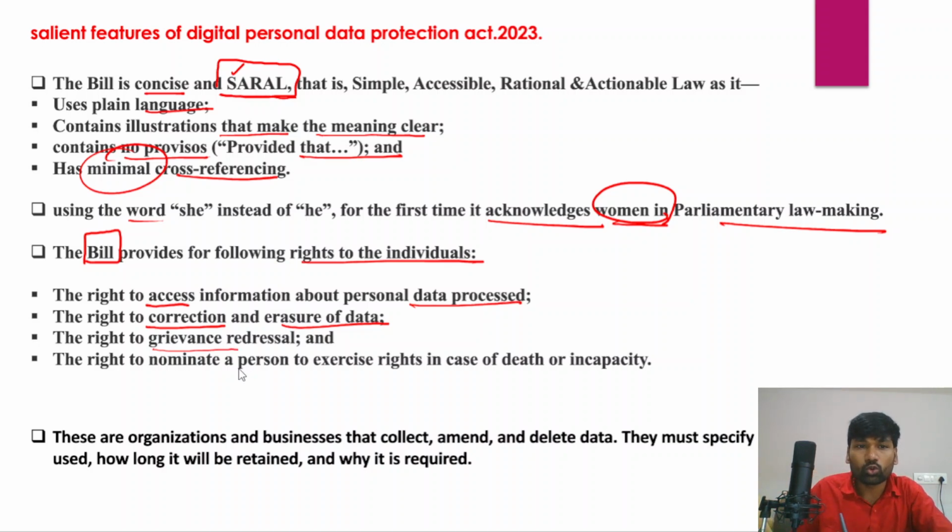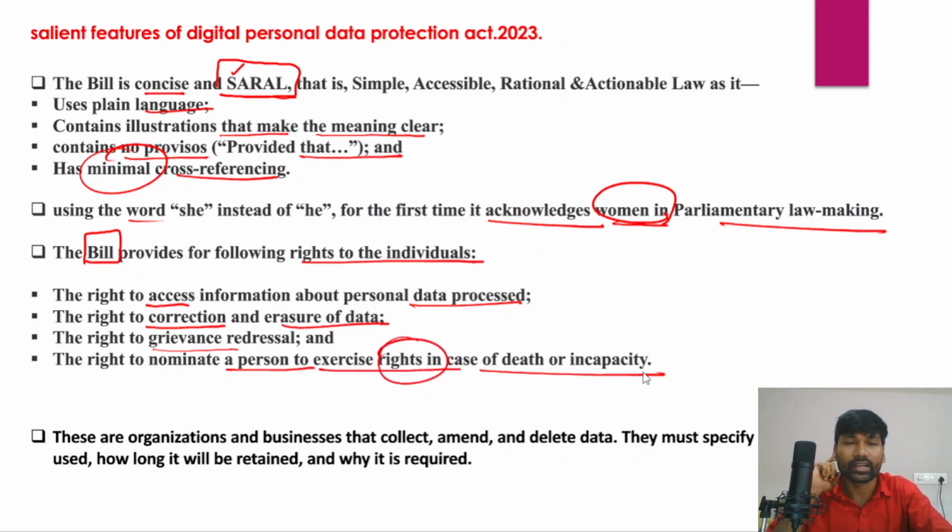And the right to nominate a person to exercise rights in case of death or incapacity. So all these are different rights which are being provided by the Digital Personal Data Protection Act of 2023.